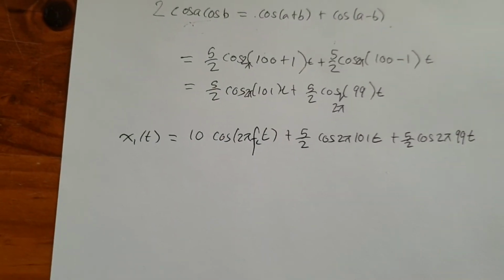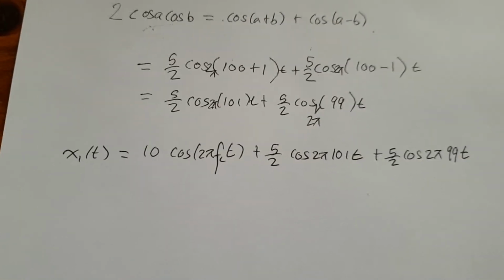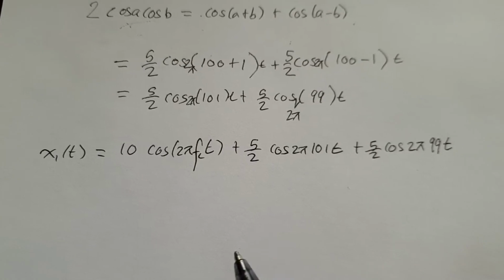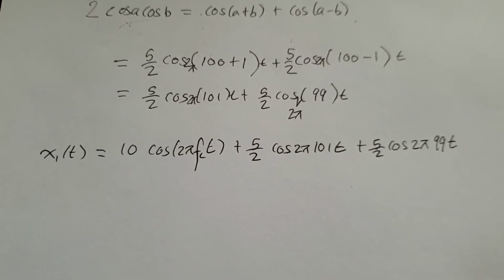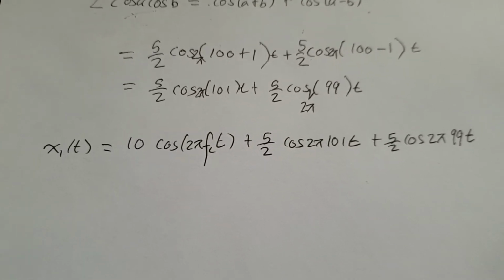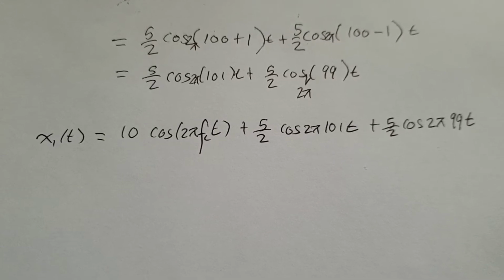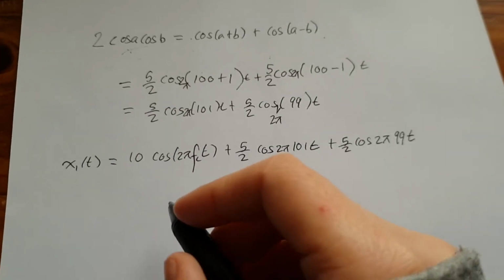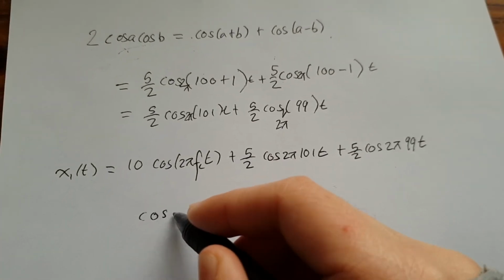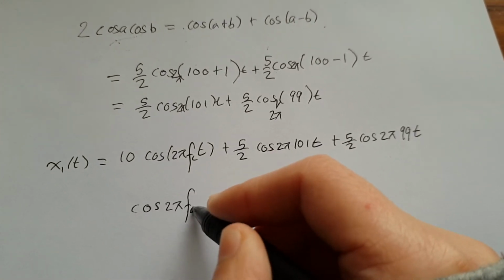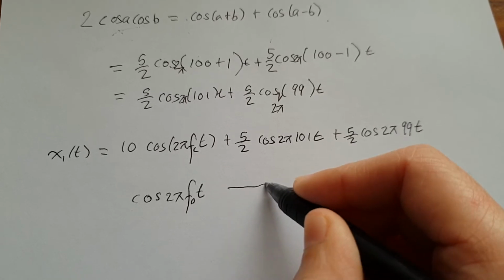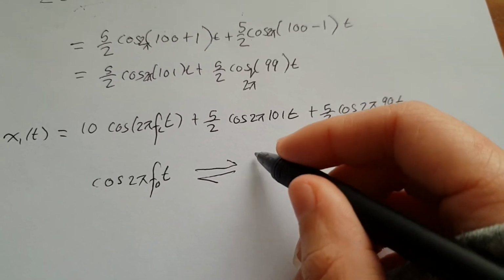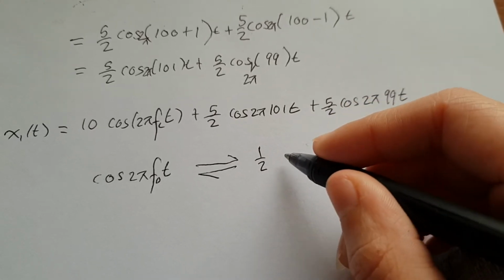Okay, there we go. Now we can use our Fourier transform to put this in a form that we can then draw our spectra from. So let's use, I think it's the sifting property of the Fourier transform. It looks something like this.